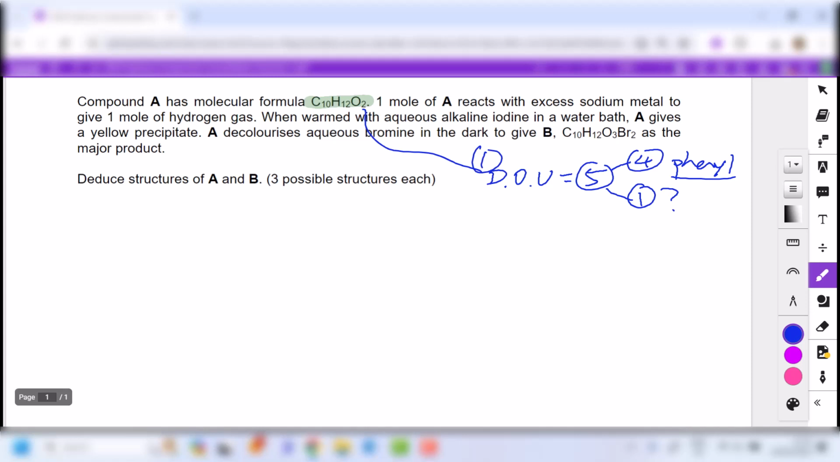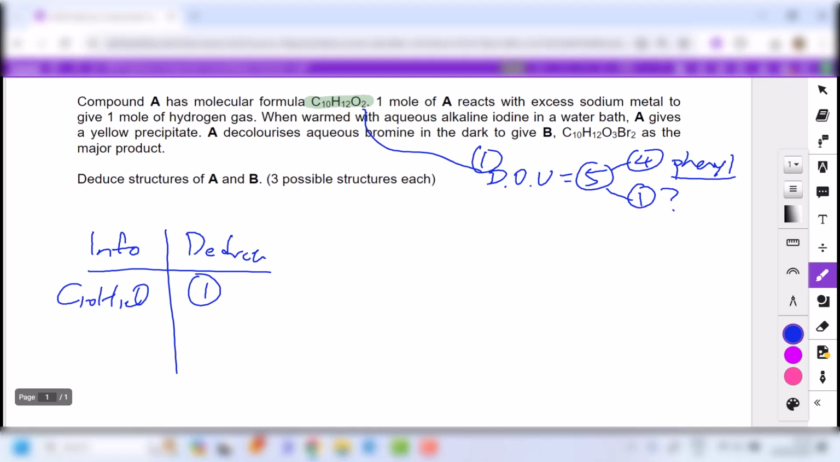So remember that the way to showcase your understanding of structural elucidation questions, when you present your answers, is to tabulate your answers. So we have an info here, and then we have a deductions. Whatever is mentioned here will point to deduction number 1. As for the information, we can just say that the formula is C10H12O2. So that will be very clear cut how the information is related to the deduction, or what deduction you can make from the given information.